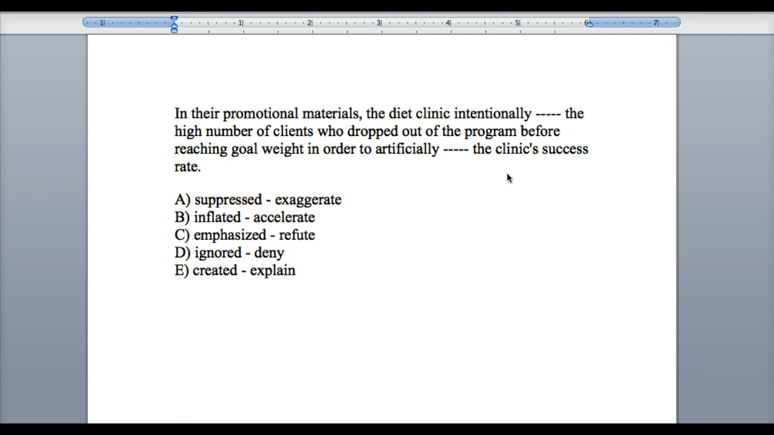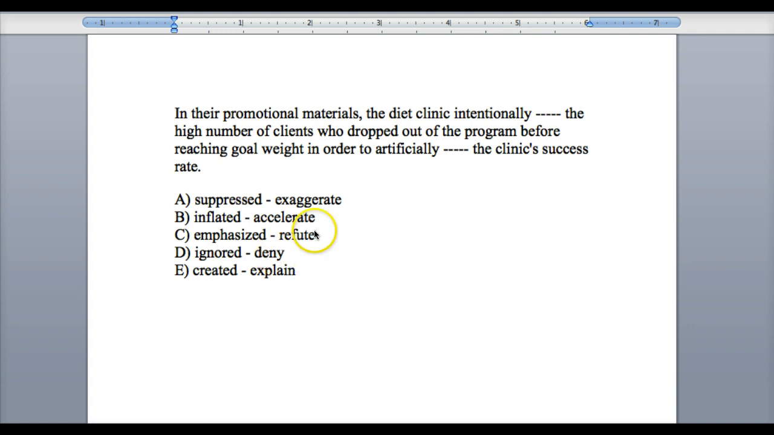So logically, what would a diet clinic do intentionally to the number of clients who dropped out of the program before reaching goal weight? You're going to get those people off the list to, and here's the key word, artificially do something to the clinic's success rate. Well, you'd want the clinic's success rate to be high, positive, good. So you have words like exaggerate, accelerate kind of works. Exaggerate works well. Explain also somewhat works, right?